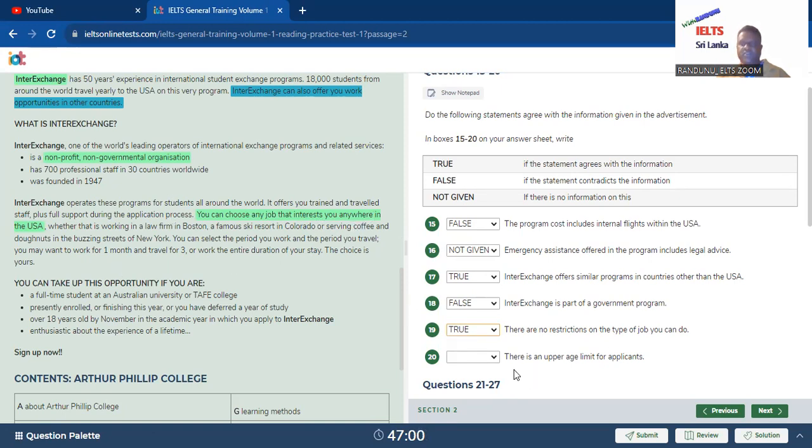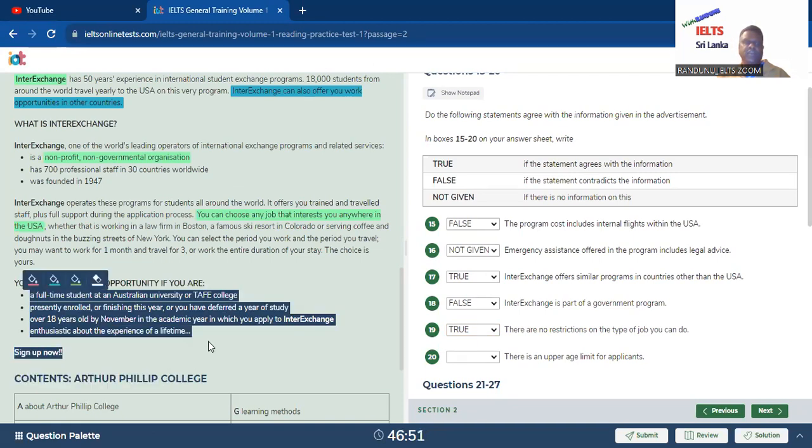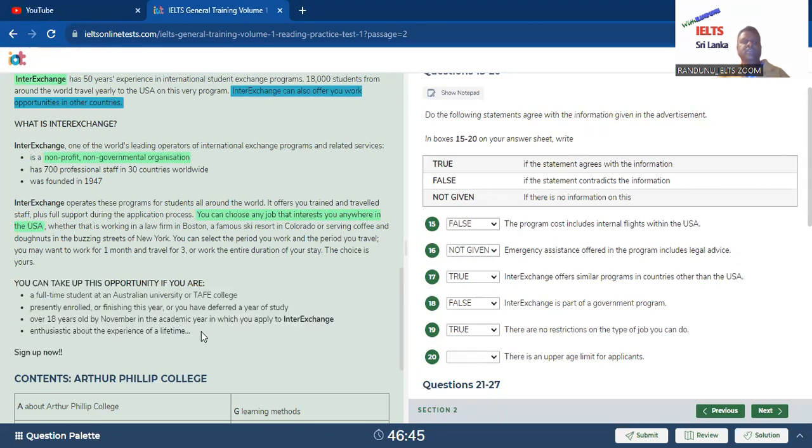Same idea. Last one. There is an upper age limit for applicants. If you read it here, you will find the answer. What is the age limit? Is there an upper age limit?